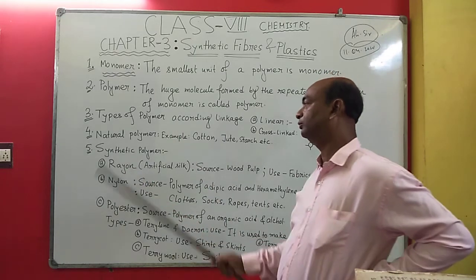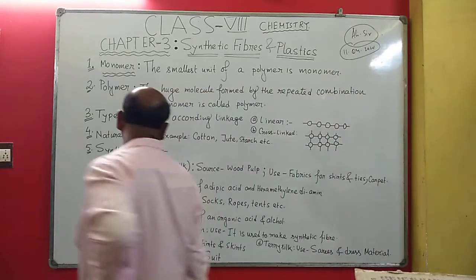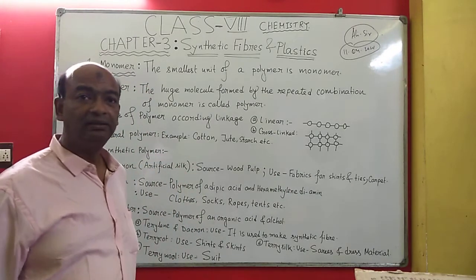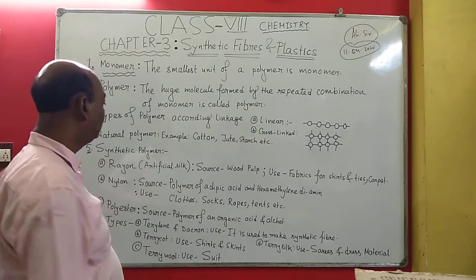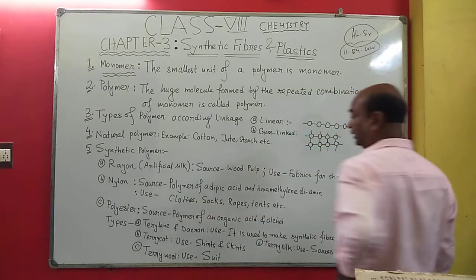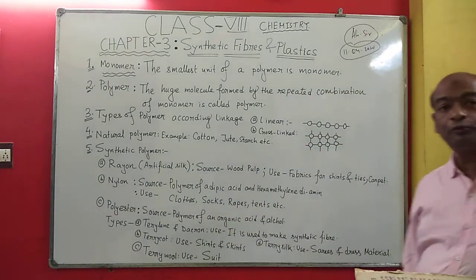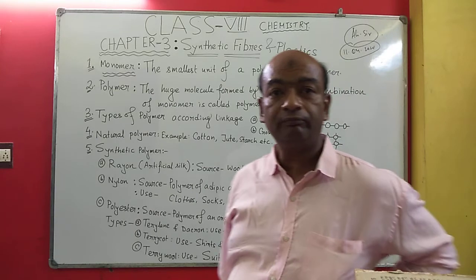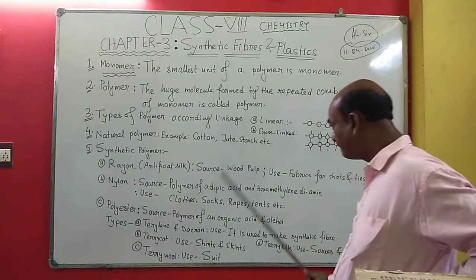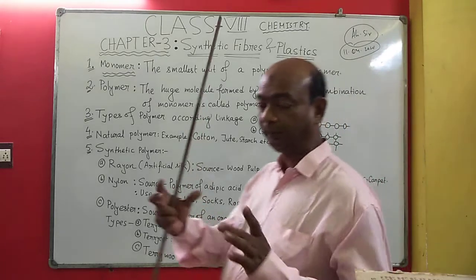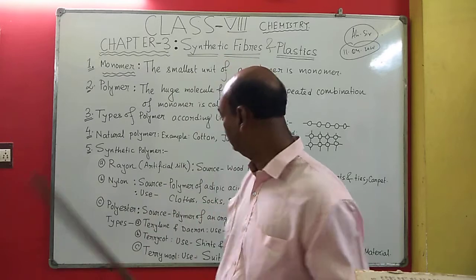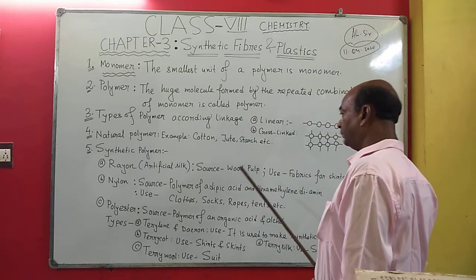Example, rayon. See, it is written artificial silk. Rayon is artificial silk. How do we get rayon? Rayon is collected from wood pulp. Wood pulp means what? The soft part of the wood present near the phloem. That is called soft wood pulp.